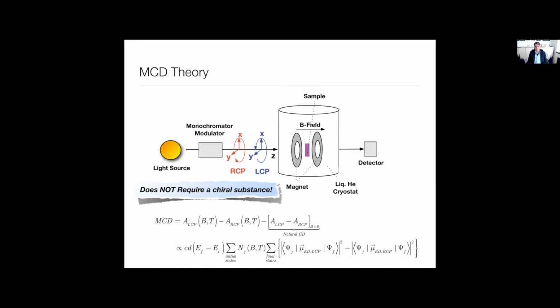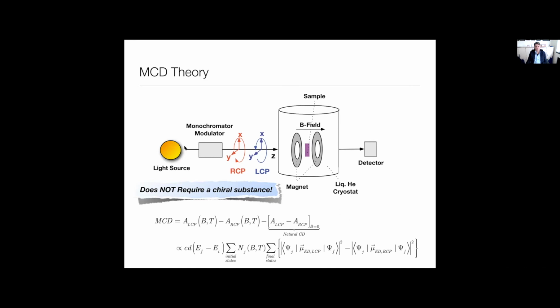But the principles are the same, with the one exception that somehow the XMCD community uses the exact opposite convention from the visible MCD community. So in our world, we take the difference between LCP and RCP photons, and it's my understanding that in XMCD the opposite convention is followed, which means we need to multiply by -1 when we want to talk to each other about it. But the principle is the same.